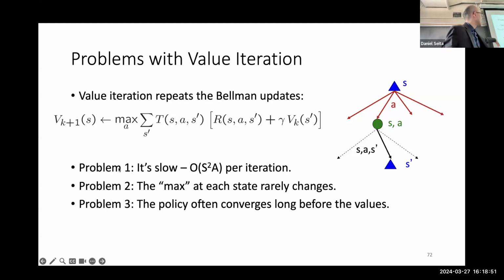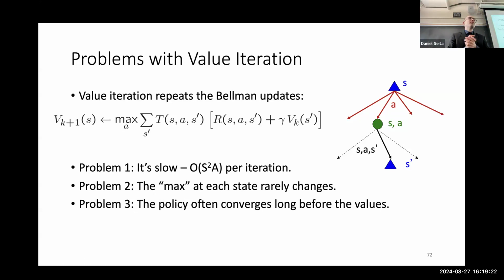And then there are a couple of issues. Hopefully it's somewhat clear that there's a lot of time complexity. And then 2 and 3 are more efficiency related, because when you're doing this, you might take a max over many different actions, but eventually at some point the numbers are going to converge, and the best action is probably going to be the same one.